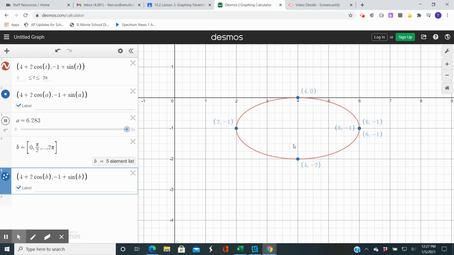The point 6, negative 1 is labeled twice because we start there at t is equal to 0 and we end there at t is equal to 2 pi.